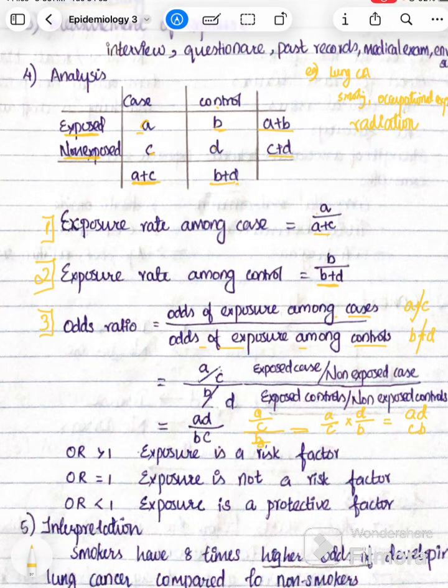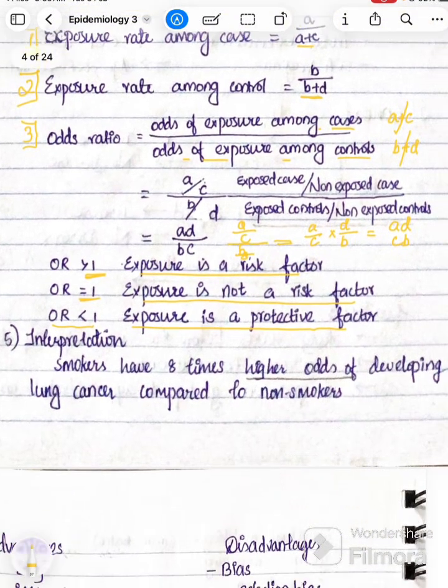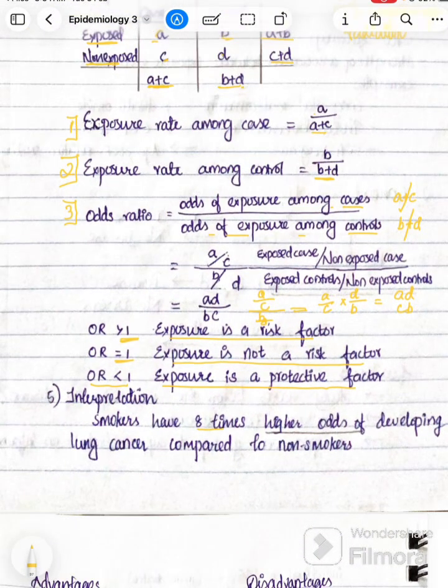So if odds ratio is more than 1, exposure is a risk factor. Equal to 1, exposure is not a risk factor. Odds ratio less than 1, exposure is a protective factor. So interpretation: smokers have 8 times higher odds of developing lung cancer compared to non-smokers.